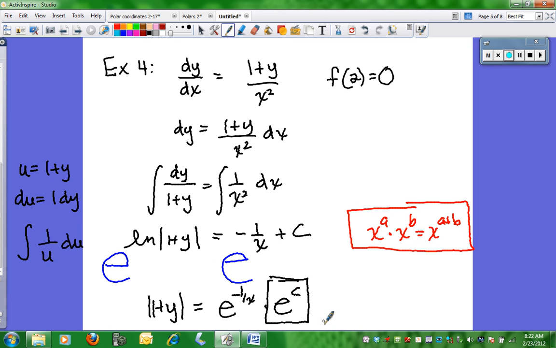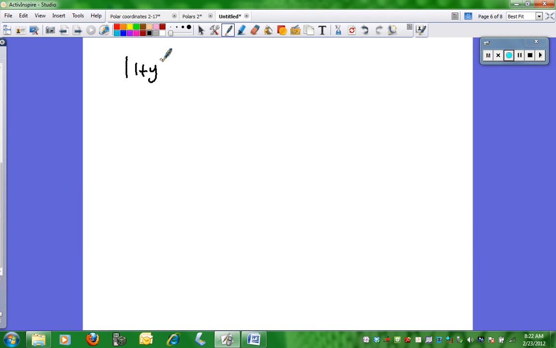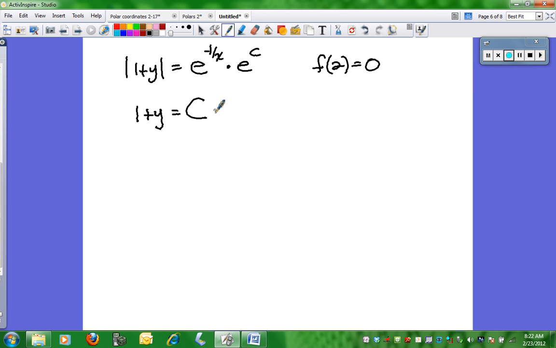I'm going to move on to the next screen to look at that. So we have 1 plus y equals c e to the negative 1 over x. And then f of 2 equals 0 here. So if you see here, since y is 0, we're not going to need these absolute value bars. So we're going to drop them, and we're going to write this c e to the negative 1 over x like that. And now we're going to plug in 2 for x and 0 for y, and then c e to the negative 1 half.